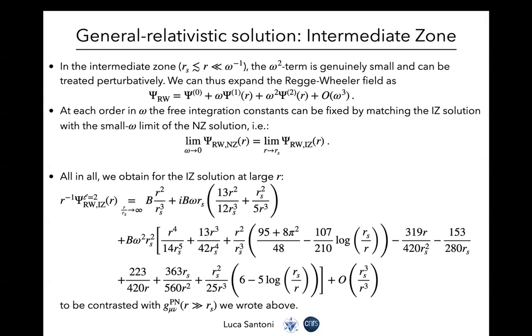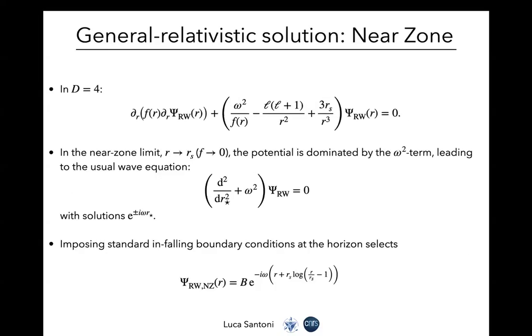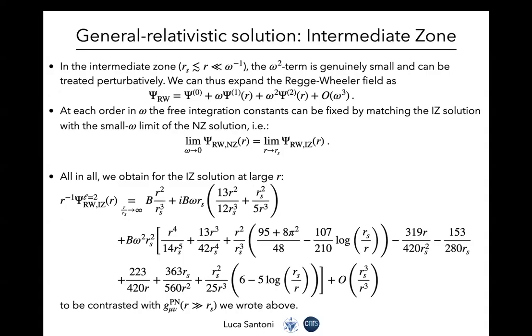And then how about the intermediate zone? Well, in the intermediate zone, the omega squared term, let me see if I can show you. So in the near zone, this term blows up, right? If you are far enough from the near zone, this is genuinely a small term, so I want to treat it perturbatively, okay? And I can expand the field in powers of the frequency, and order by order in the frequency, I will fix the integration constant by matching with the near zone. In other words, I will take the small frequency limit of the near zone solution and equate it to the near zone limit of the intermediate zone solution, okay?